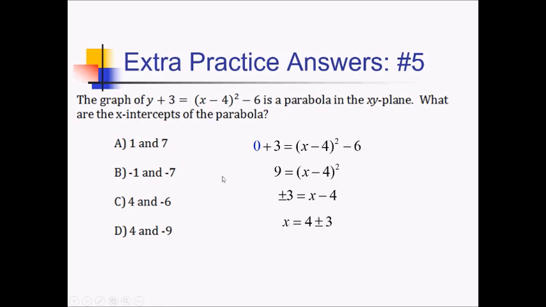And it looks like the answer choices have actual numbers instead of one of these plus or minus deals. So we just need to subtract 3 and add 3 to get our two different answers. 4 minus 3 is 1. 4 plus 3 is 7. So 1 and 7, choice A, is our answer.